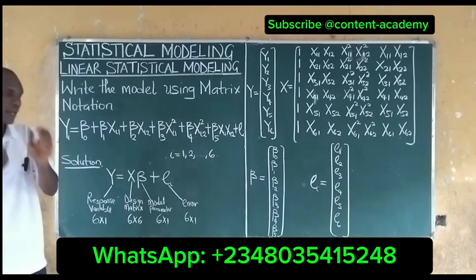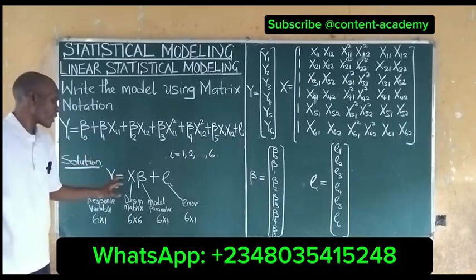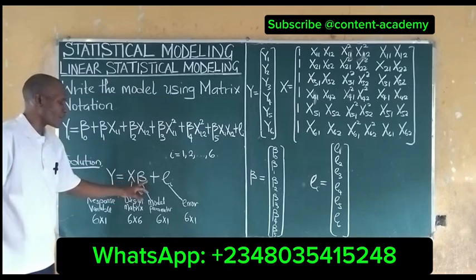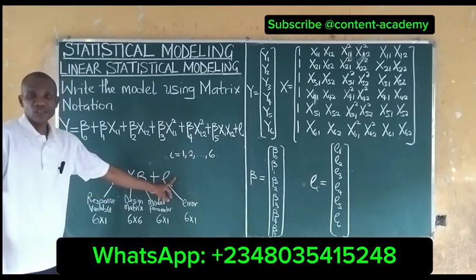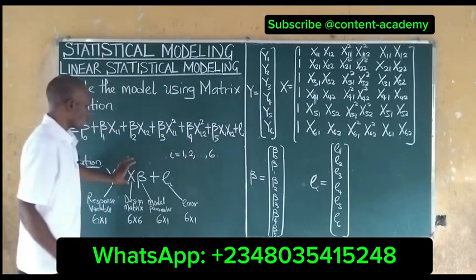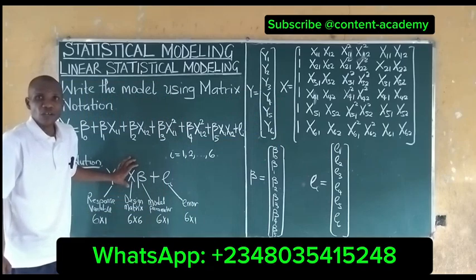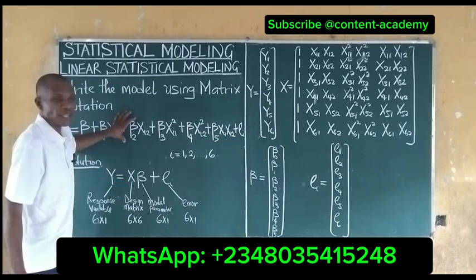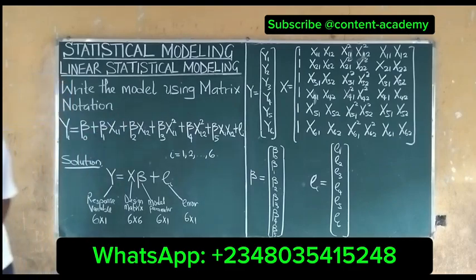But like we mentioned earlier, we have the model to be y is equal to xb plus e, where e is a random error. So we have to write the whole of this as what we have here. How do we do that? We have to delete this part of the board.